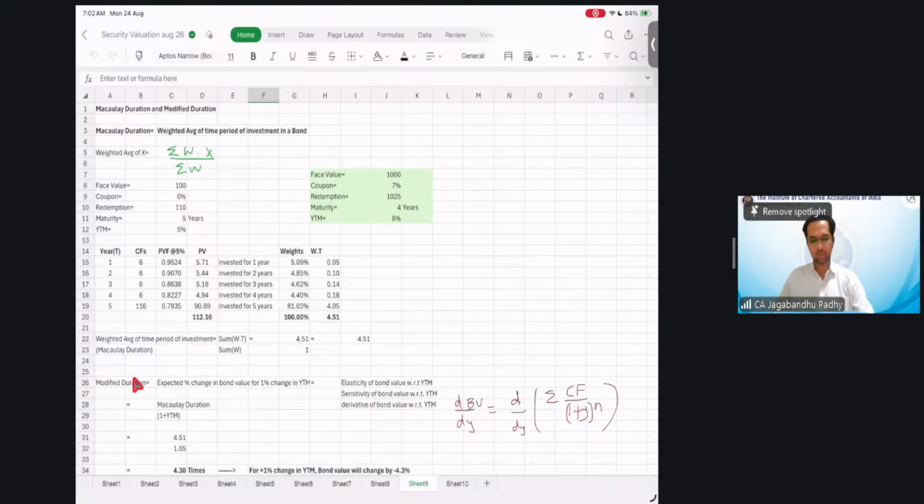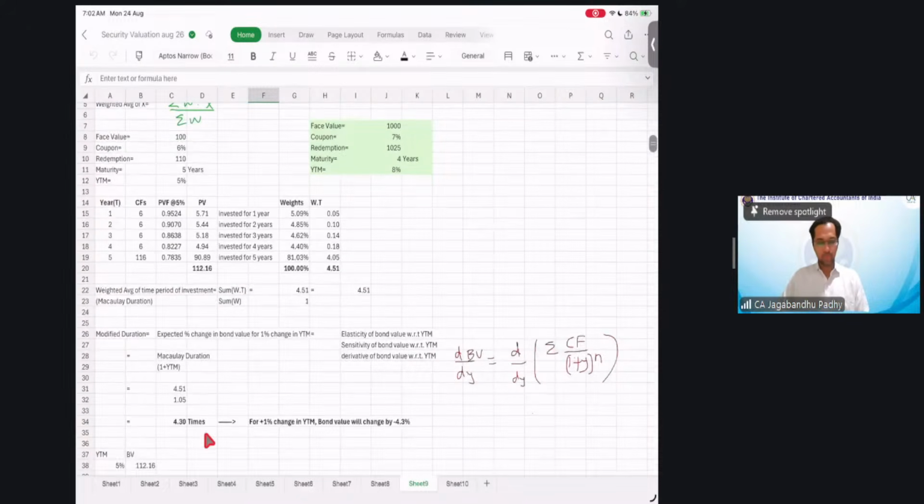Modified duration was a measure of sensitivity of bond value with respect to YTM. It was simply telling us that for every 1% change in the YTM, how much will be the percentage change in the bond value? And that was calculated as simply Macaulay duration divided by 1 plus YTM. So we computed that as 4.3 times.